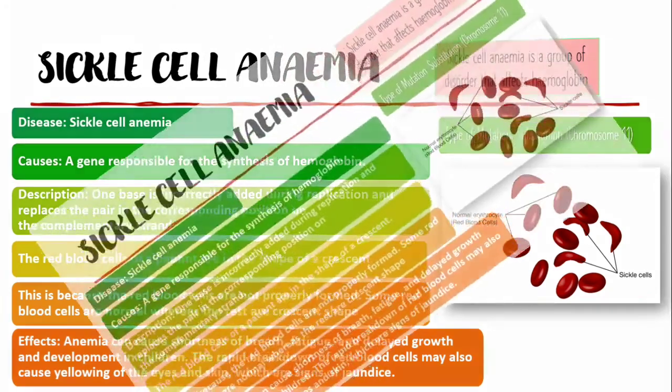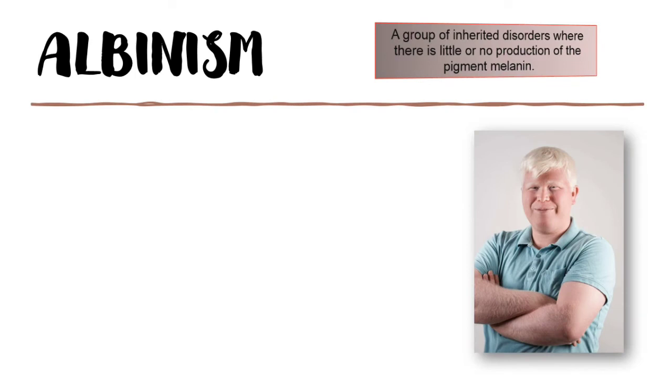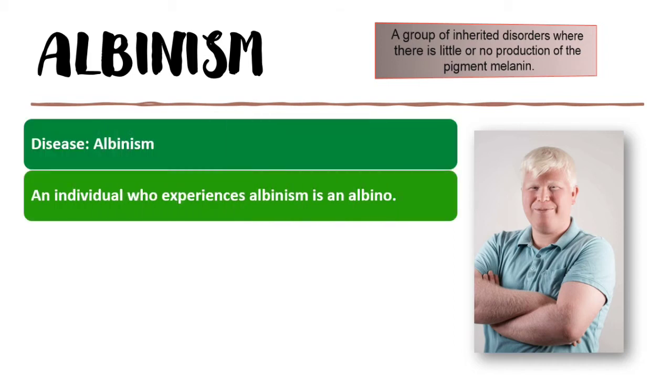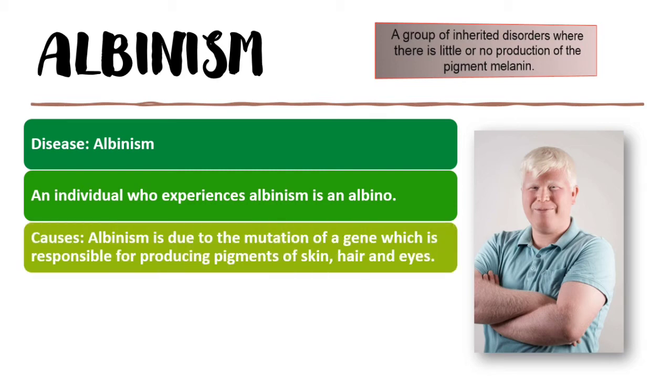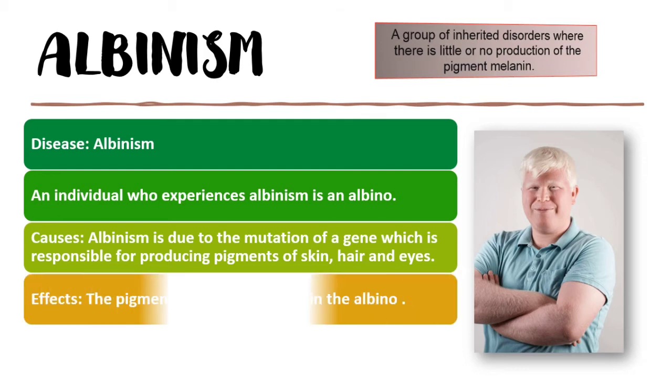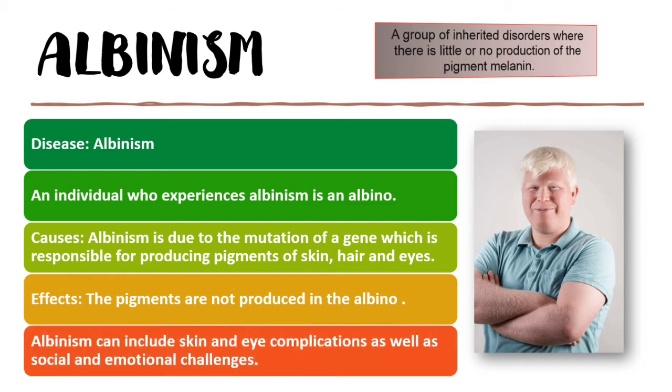Okay, this is albinism. You can see the picture of an albino person. Albinism is a group of inherited disorders where there is little or no production of the pigment melanin. An individual who experiences albinism is an albino. Albinism is due to the mutation of a gene which is responsible for producing pigment of the skin, hair and eyes. So the pigment is not produced in the albino. Albinism can include skin and eye complications as well as social and emotional challenges.